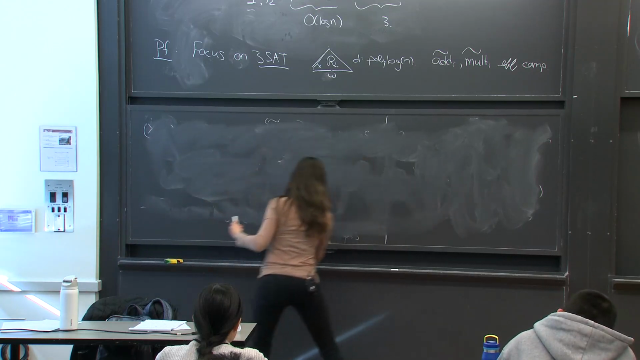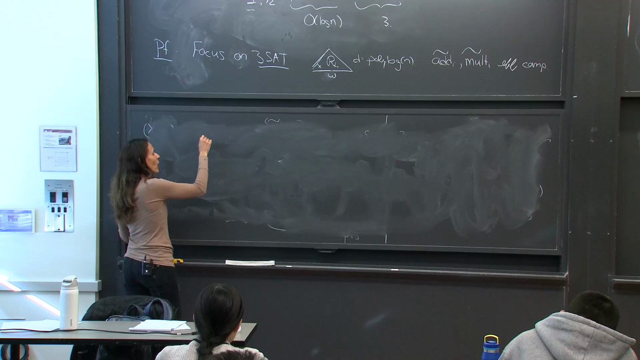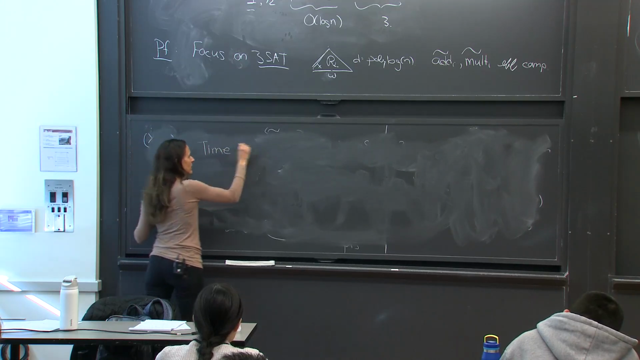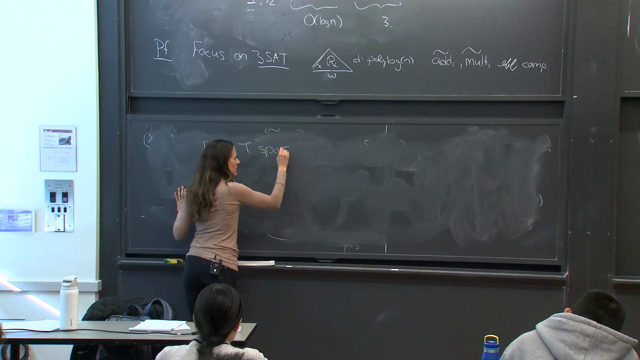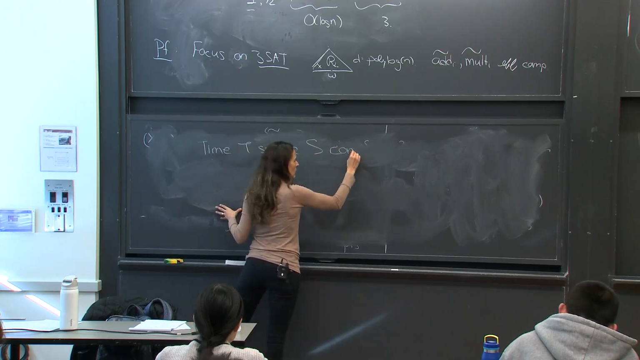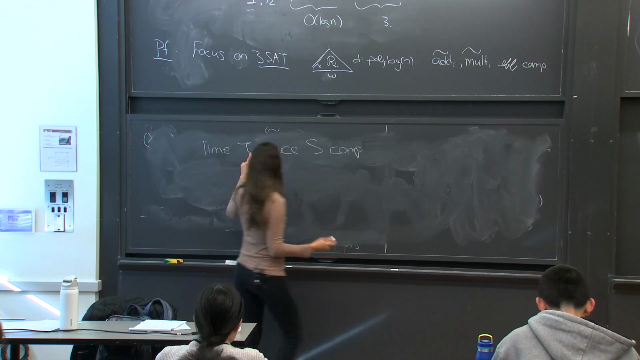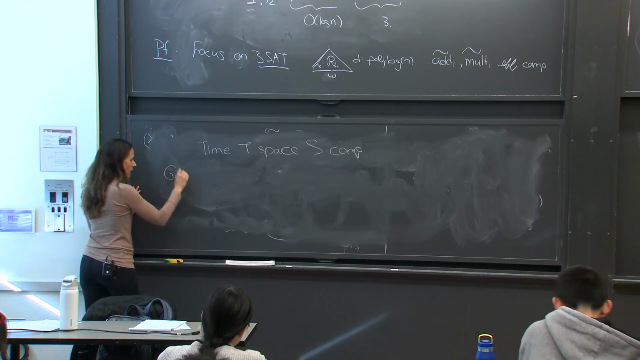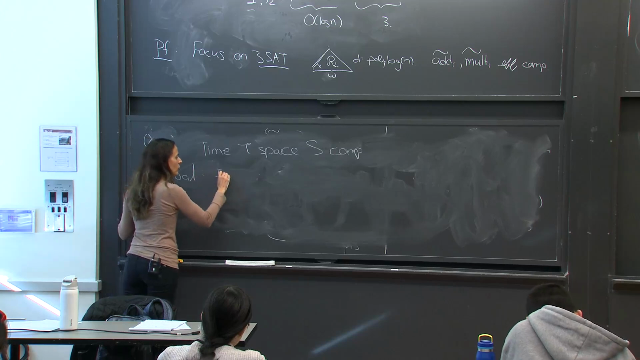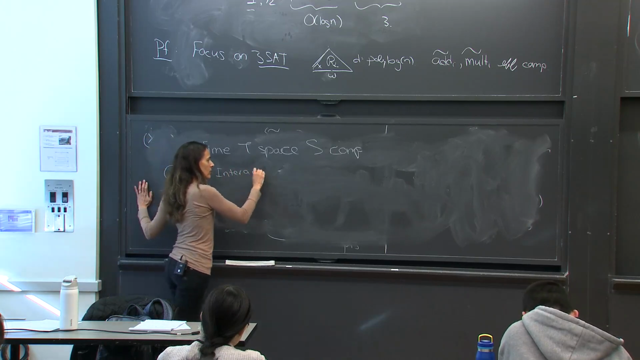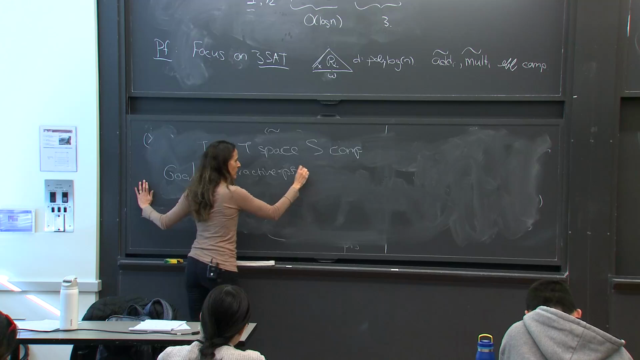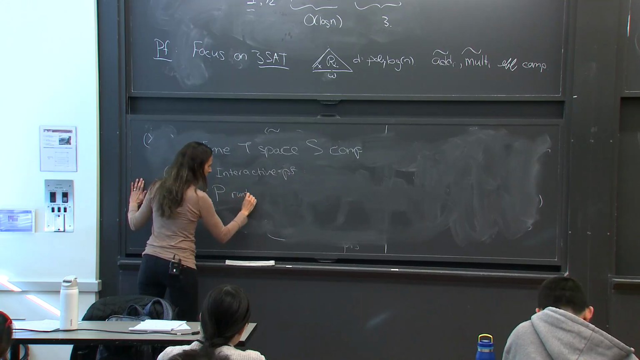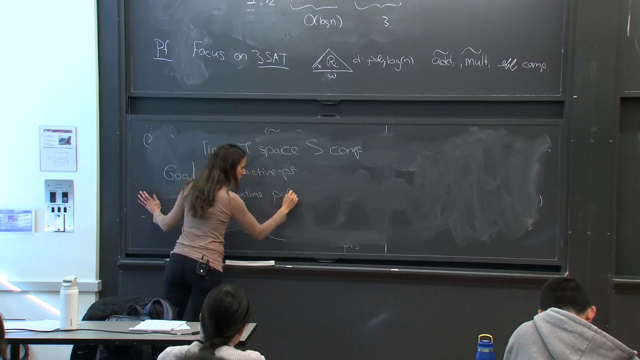Okay, so here's my question. If you have any time t, space s computation, t of n, s of n, here's the goal. We want an interactive proof such that the prover runtime is efficient, poly t.